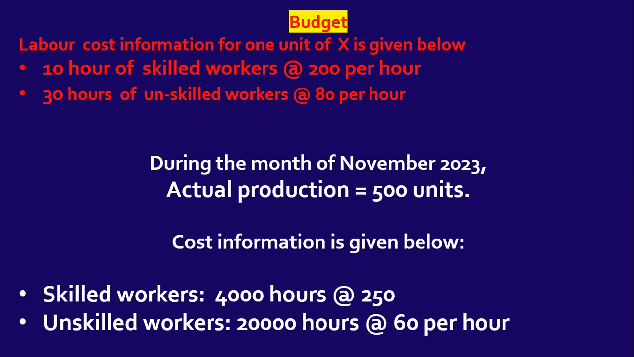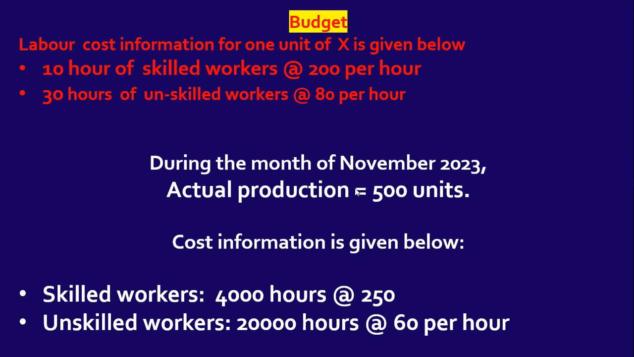For example, this is information about a company which has prepared the budget, and the budget shows the labor cost information. One unit of a product called X requires 10 hours of skilled workers at the rate of 200 per hour and 30 hours of unskilled workers at the rate of 80 per hour. So this is the budgeted information, created on the basis of their past performance.